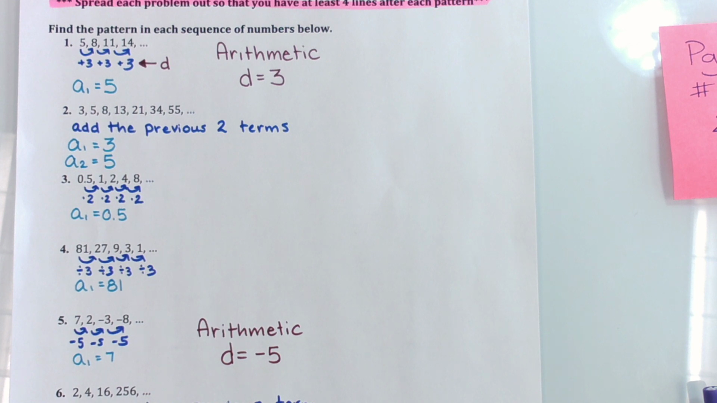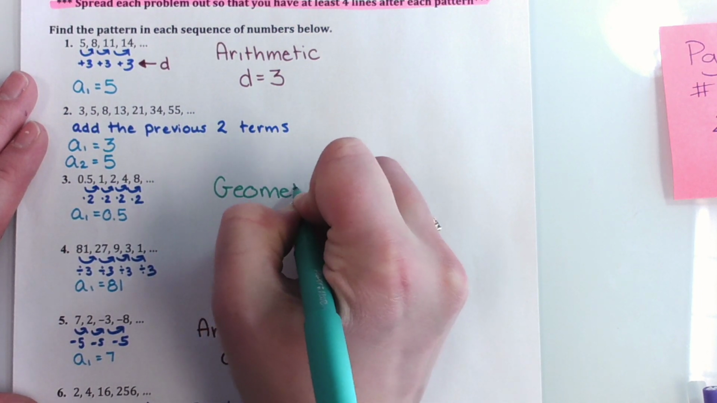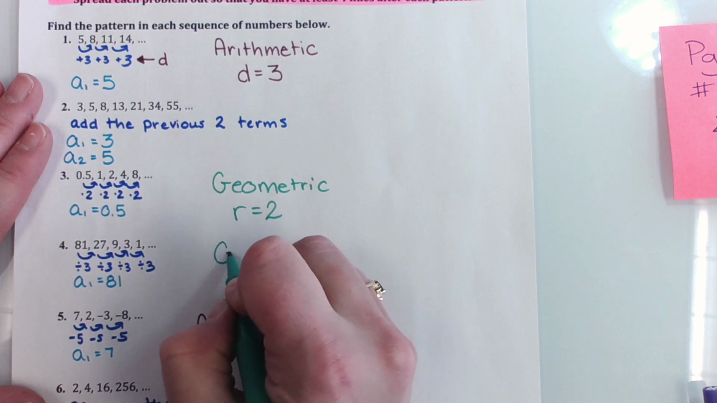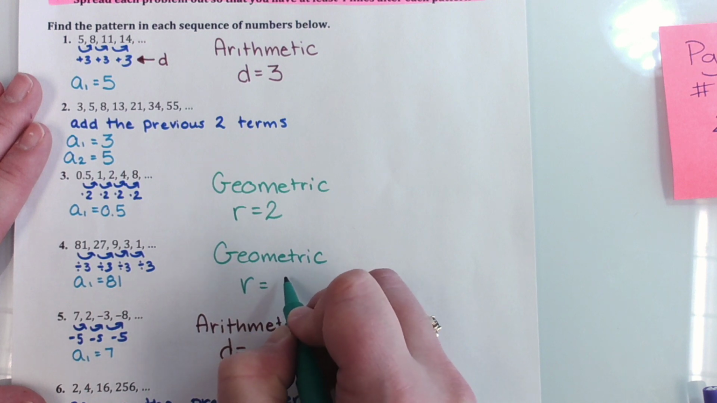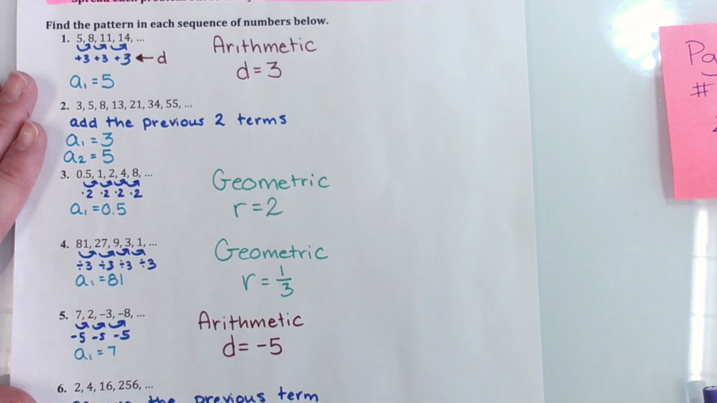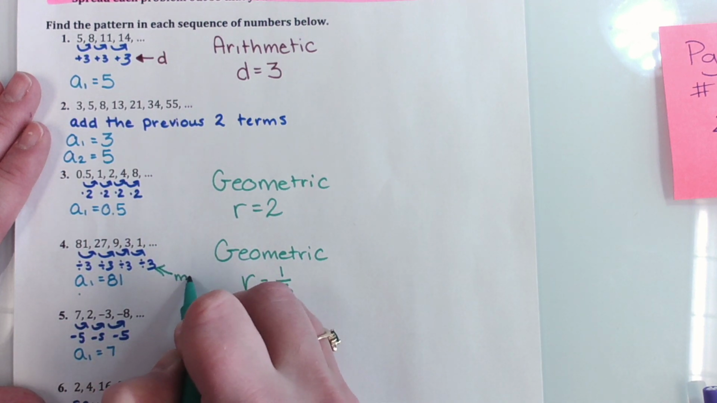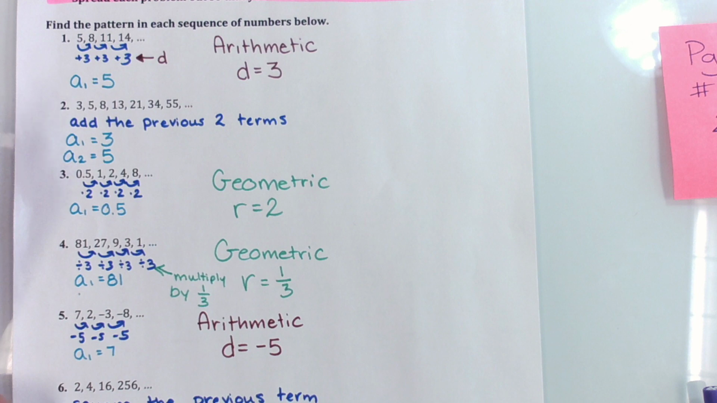We already established that 1 was arithmetic, so it can't be geometric. Is 2 geometric? No. Is 3 geometric? What's r? 2. Is 4 geometric? What's r? It's 1/3. To divide by 3 is to multiply by 1/3, is to multiply by the reciprocal.